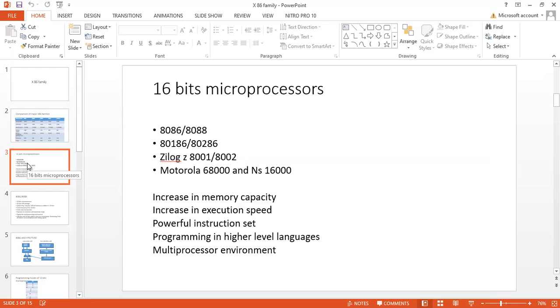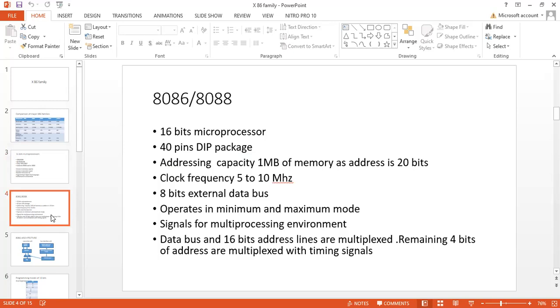8086, 8088, 80186, 80286 are similar. So basically the advantages of these higher versions are the increase in memory capacity, increase in execution speed, a powerful instruction set, therefore a multiprocessing environment is possible, and programming in a higher language is possible with these 16-bit or 32-bit microprocessors.